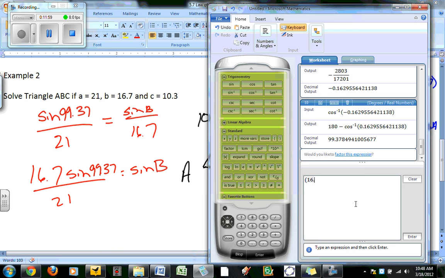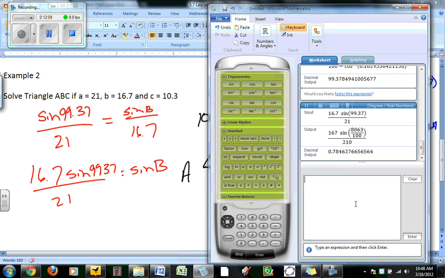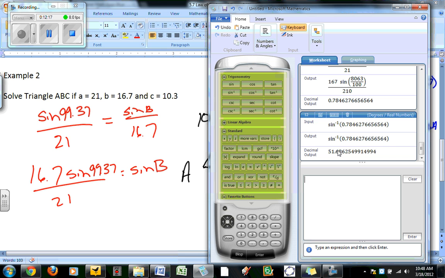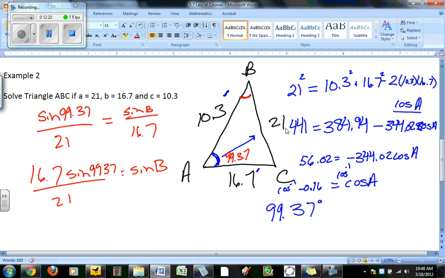So here we go. We have 16.7 times the sine of 99.37 degrees. We're going to divide by 21. And then in order to get B by itself, we're going to take the sine inverse of that. And we're left over with 51.69. So this answer right here is 51.69. And then we can just subtract from 180.